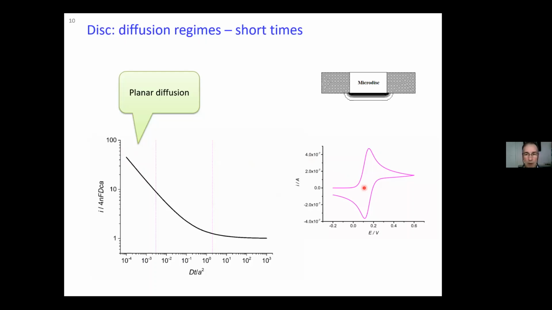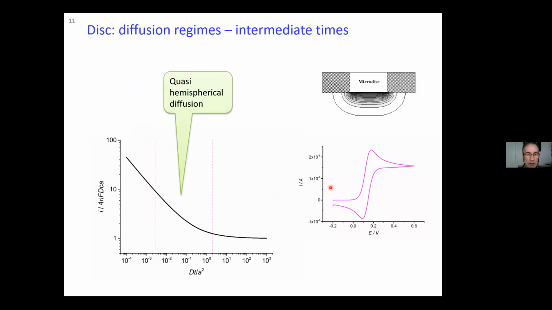If we now perform experiments somewhat later, so now we are in the quasi-hemispherical diffusion regime, you can see that the diffusion layer thickness has changed shape. The edge effects have altered the shape of the diffusion layer, and the current transient is now curving. And if you were to do a voltammogram on that sort of time scale, then you would see the shape of the voltammogram tending towards a sigmoidal wave, but with some peaks on the forward and the reverse scan.